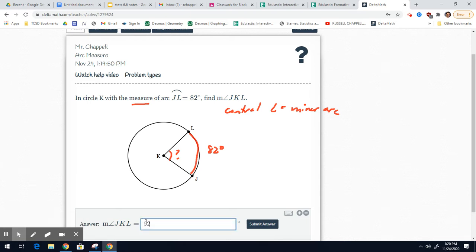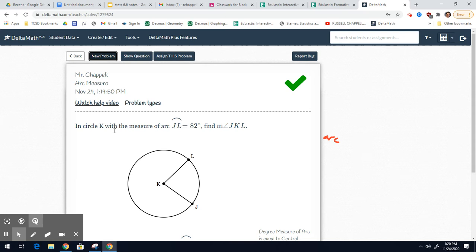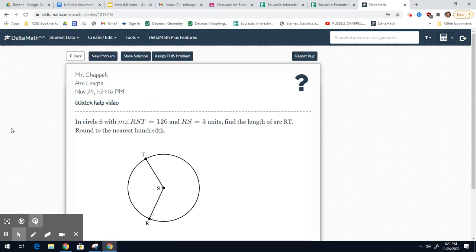Now, vice versa, if I gave you the angle measure was 82, you would also know that this arc measure is also 82 degrees. Submit that. Okay, that was our first problem there. Easy peasy. All right, let's take a look at our first arc length question.